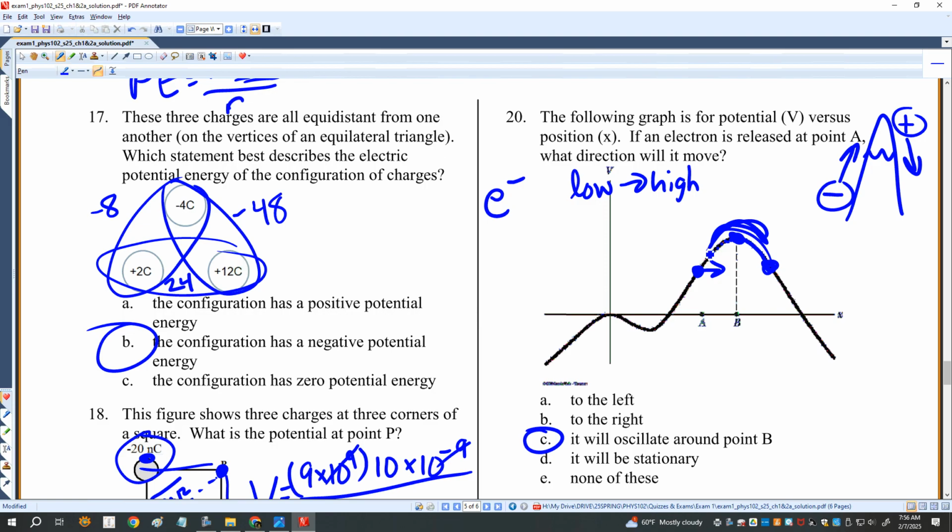This doesn't really look like a well because it looks like a hill. We usually draw a well like this where a particle would go back and forth trapped inside of that well, but it's just because it's a negative charge that the well has been flipped upside down.